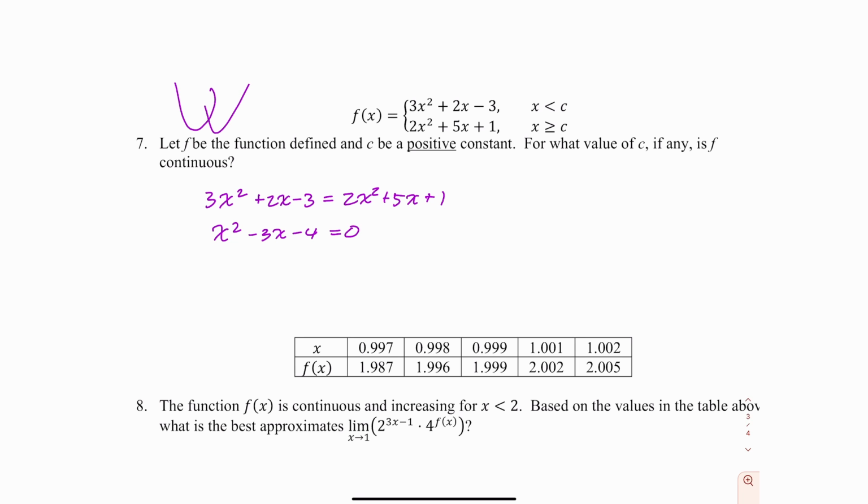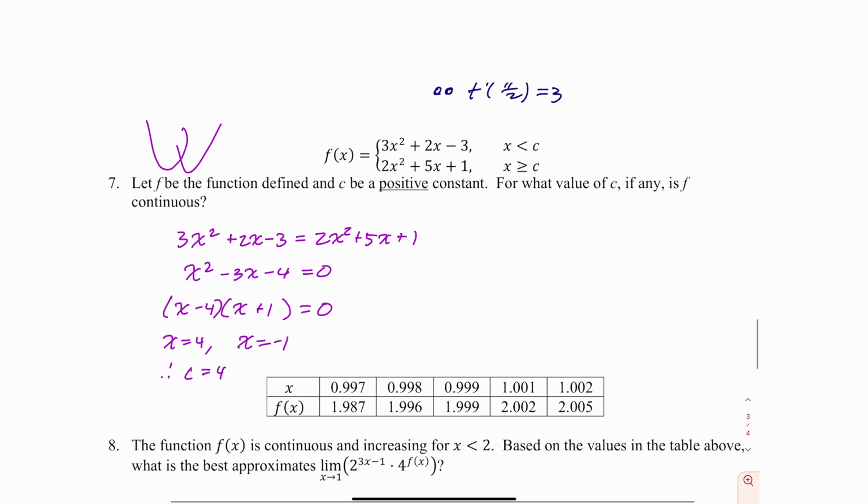I'm going to factor. So -4 plus 1. So either x is 4 or x is -1. So if we let c equal 4, this is going to work for us. Now, do we want to prove it? Not really, but I'm going to do it anyway.